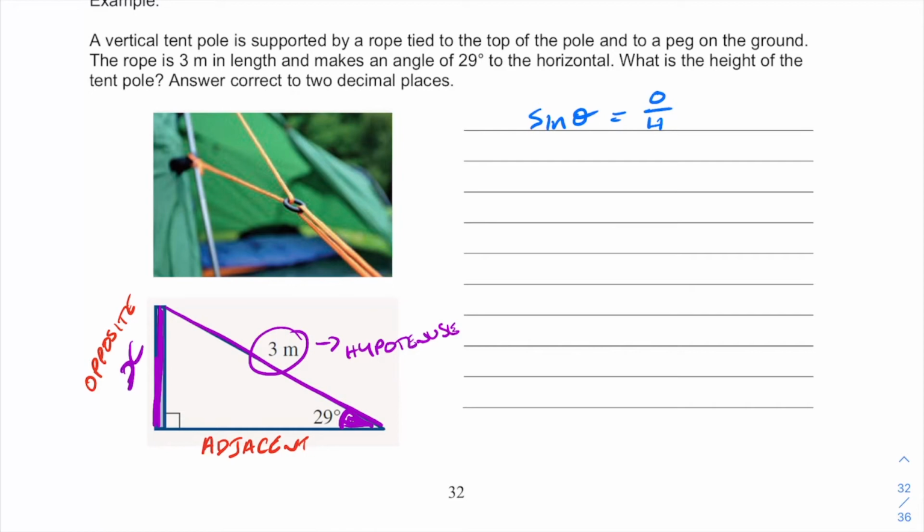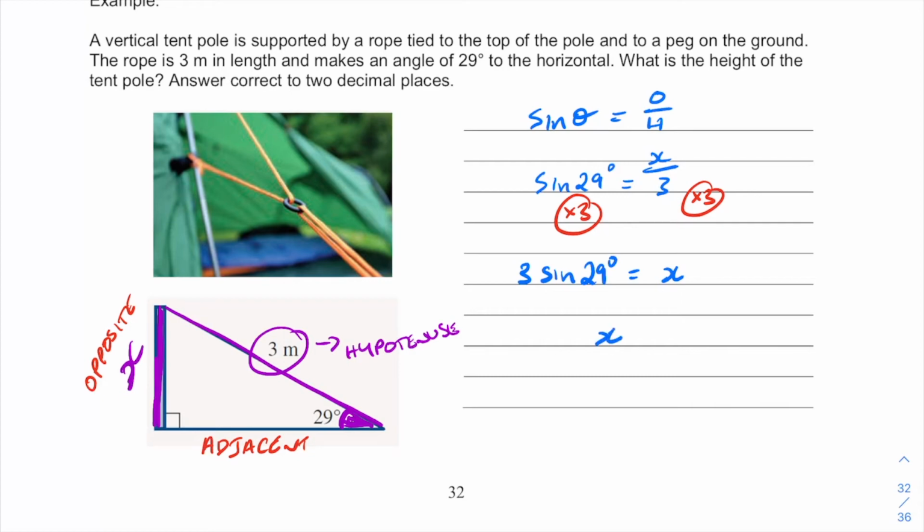Next step is I'm going to substitute, rearrange, and calculate. So sine of 29 degrees is x over 3. There's our substitution. Now I'm going to rearrange by multiplying everything by 3, because that's what I'm dividing by. So I times that side by 3, and that side by 3. Under here, I have 3 sine 29 degrees equals x.